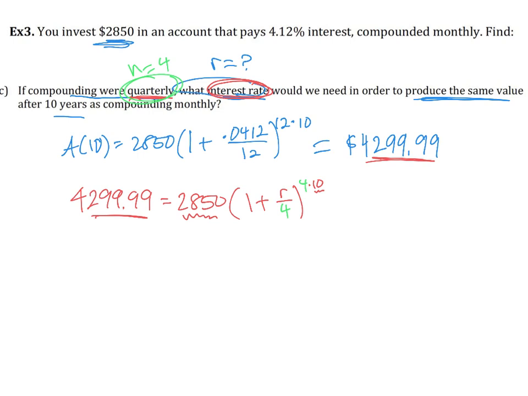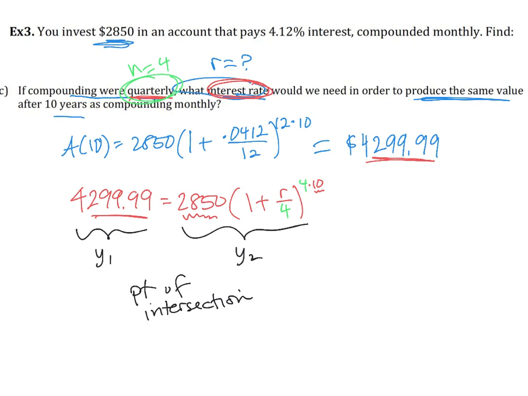So the only way you're going to be able to do this is to make this y sub 1 in your calculator, y sub 2, and find the point of intersection. So I would like for you to pause and do that on your own, and then check your answer with me after you pause.